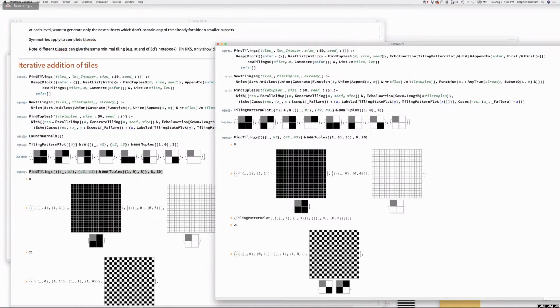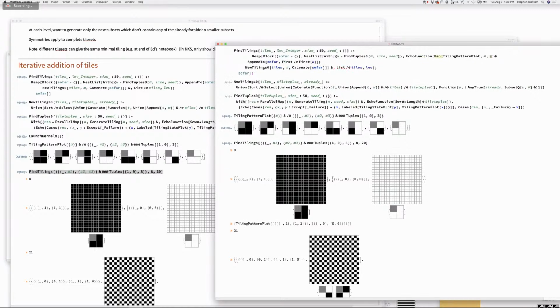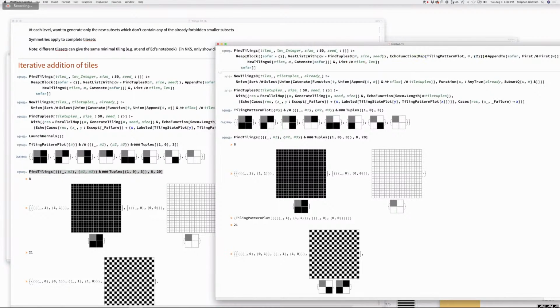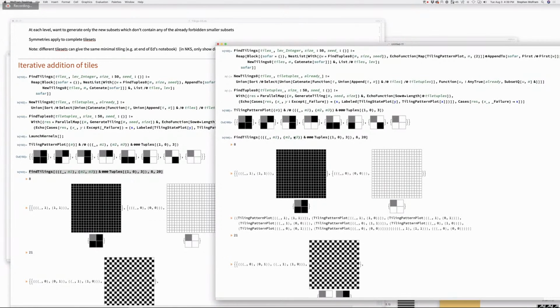Wait a minute, what's happening here? Map tiling that plot at level 2. Try that. What's happening here? Why isn't this working? I think you dropped the ampersand. You're right.